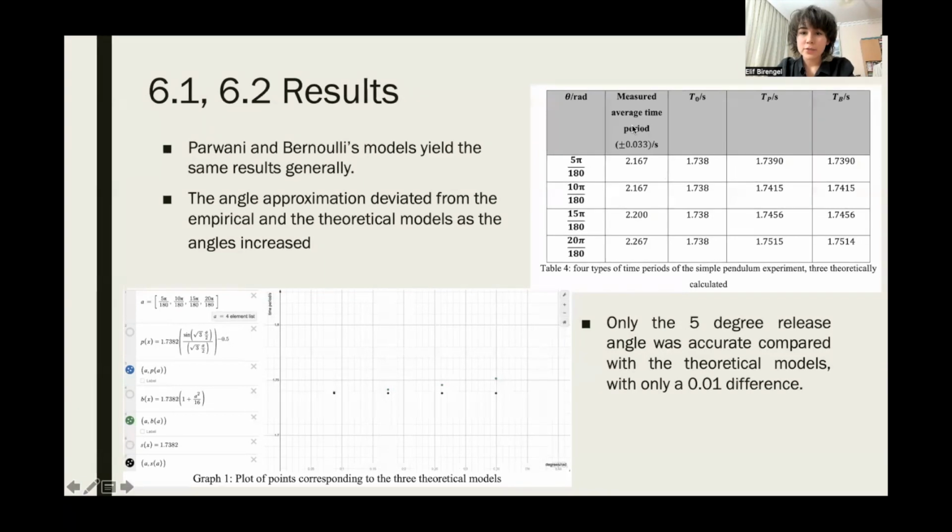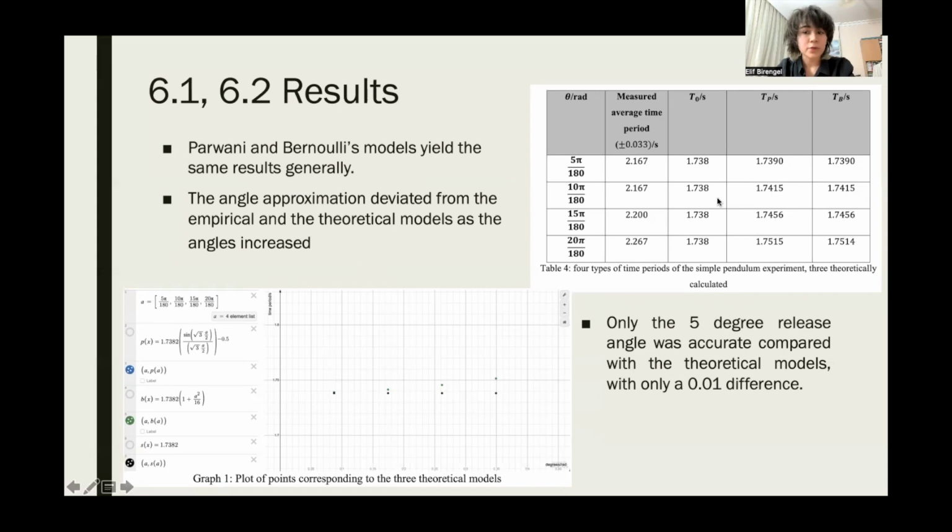Here I have my measured empirical time period of each angle. This is the small angle approximation results. This is Parwani's and this is Bernoulli's equation results. So we can see that these two actually yield the same results, but my empirical time period actually deviates a lot from the theoretical parts.